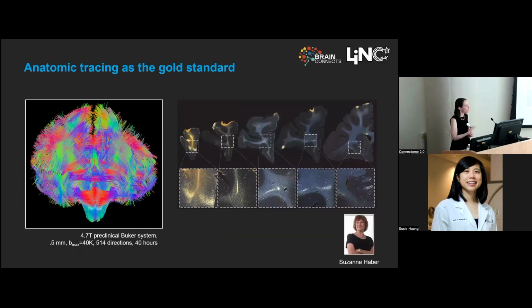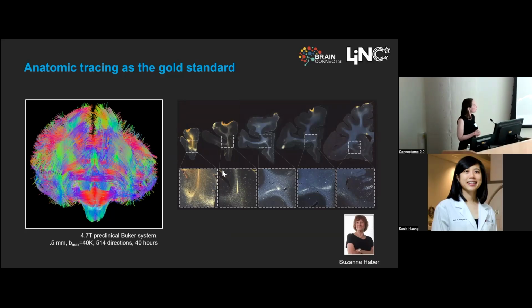And so the gold standard, of course, for doing this kind of validation study is and continues to be the tracer injection studies in non-human primates. And so we have been collaborating with Suzanne Haber now for probably something like 15 years, where she sends us macaque brains that have received tracer injections in her lab. We perform high-resolution diffusion MRI over 48 hours typically, and then send back the brain to her, and she does the sectioning and the histology to visualize the tracers. And then we can compare the tractography and the anatomic tracing voxel by voxel to see exactly where tractography goes wrong and where it goes right.